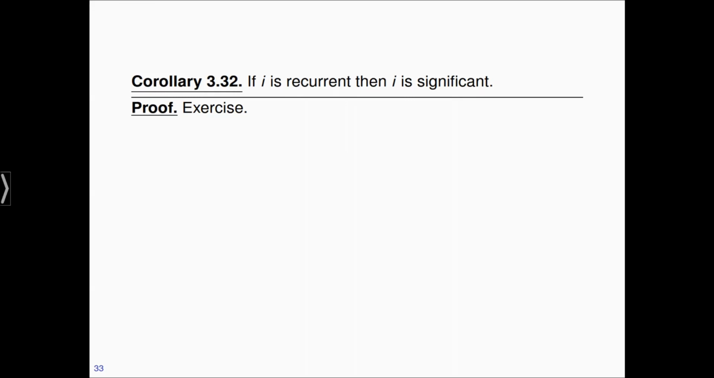Okay, so my solution goes as follows. I'm going to define the following set. I'm going to define the set S of all states j in E such that you can reach j from i. And I'm going to claim that S is a communicating class and that i is in S. And if that's true, then i is part of a communicating class and i is significant. So first of all, notice that i is in S because i is recurrent.